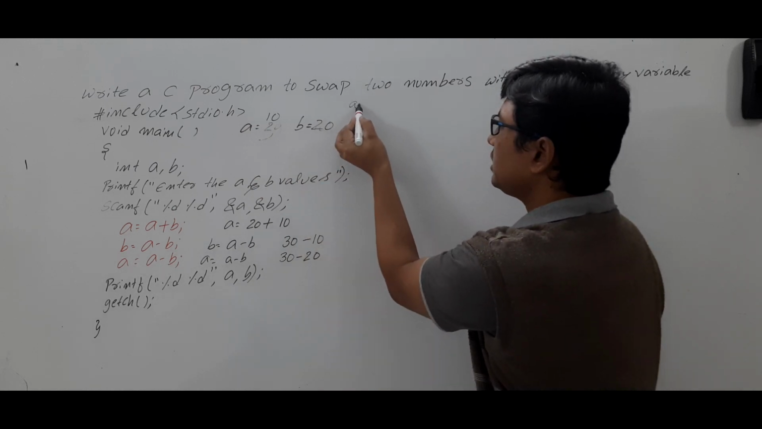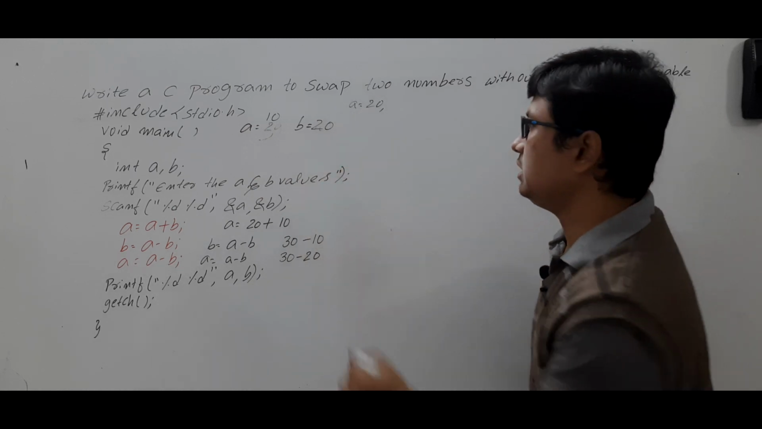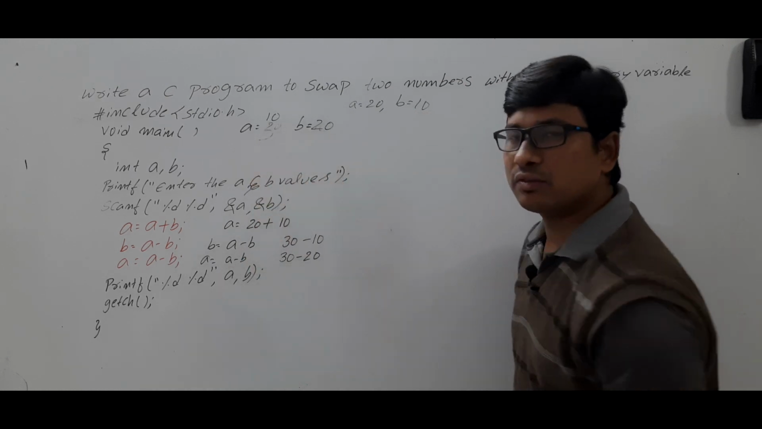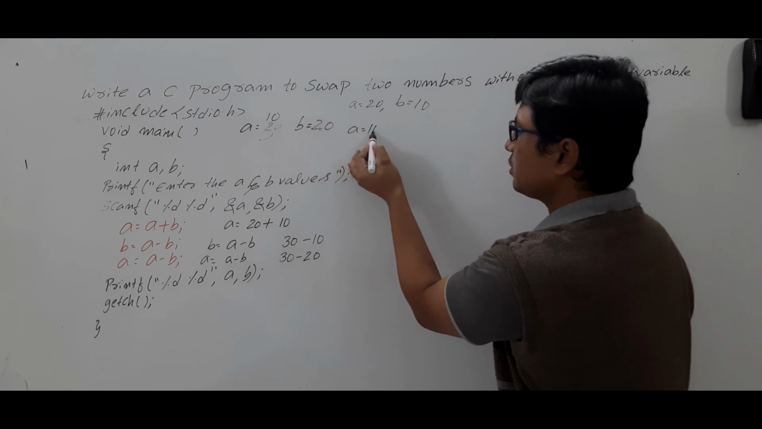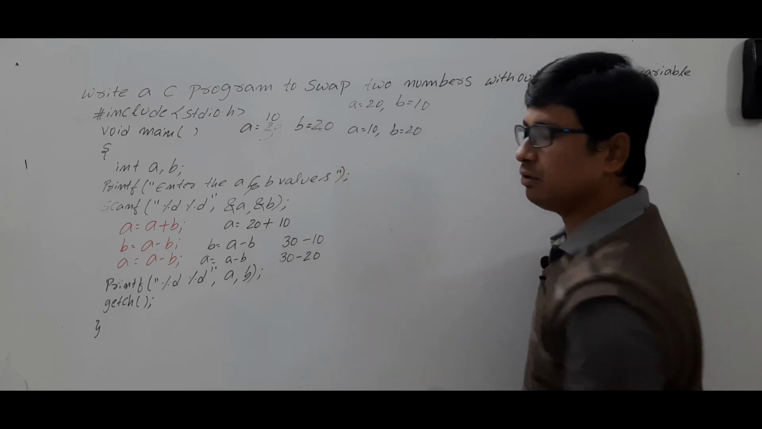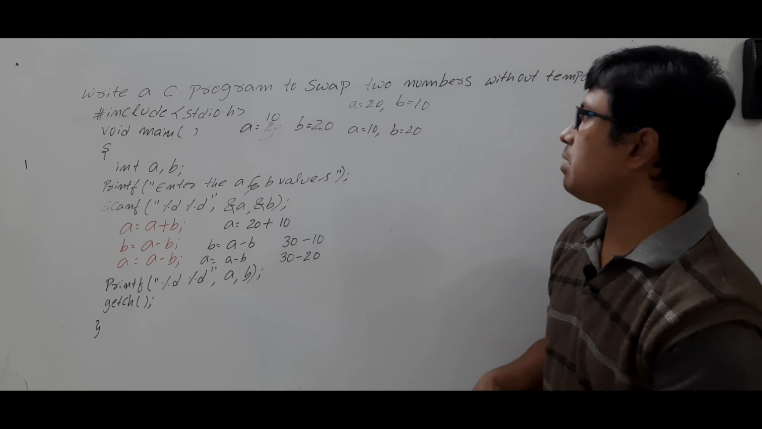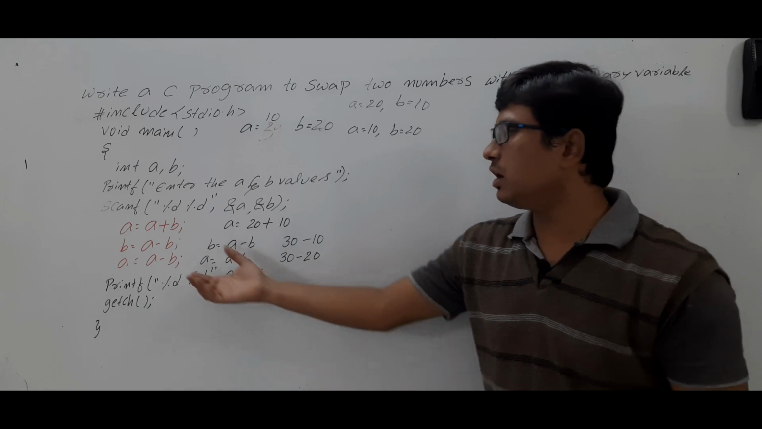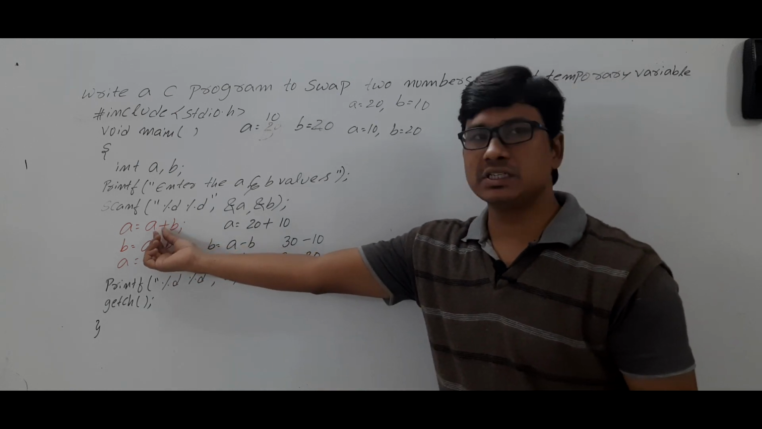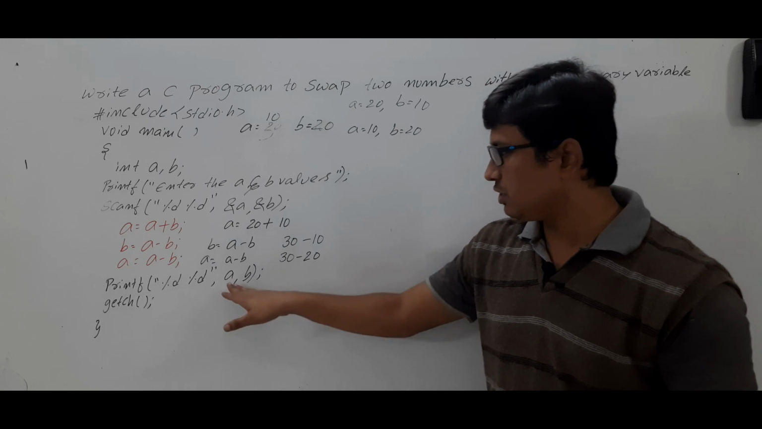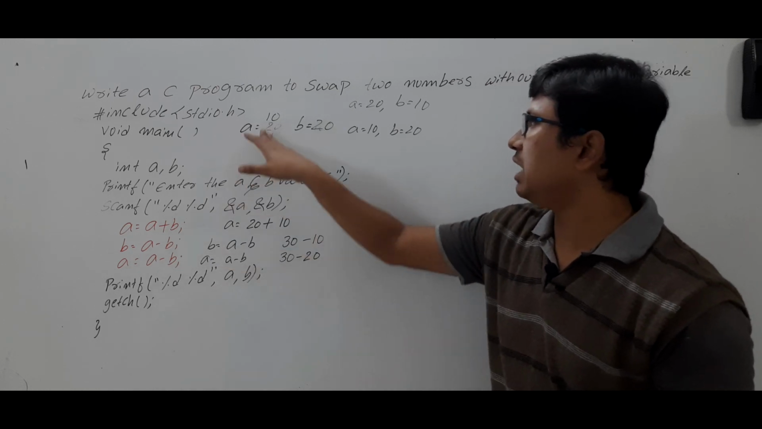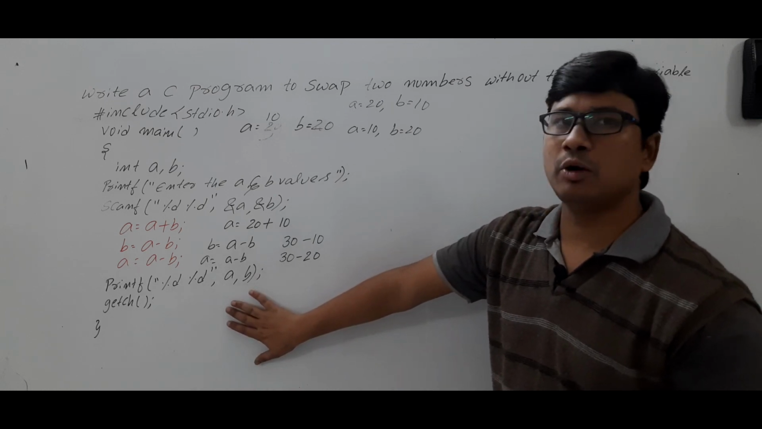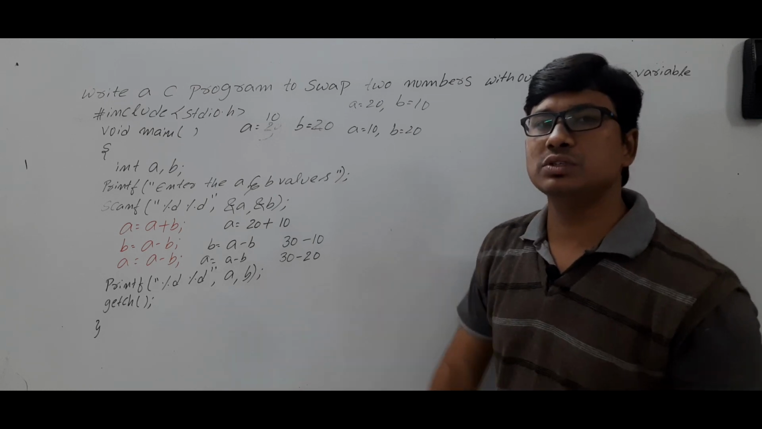So when we were taking the input, we had taken A value as 20 and B value as 10. Now if you look at the final result of A and B, A has the value 10 and B has the value 20. So we have swapped the values of A and B without using any third variable or temporary variable, using the operators addition and subtraction. If you display the A value and B value, you will get 10 and 20. So I hope you have understood the C program to swap two numbers without using a temporary variable.